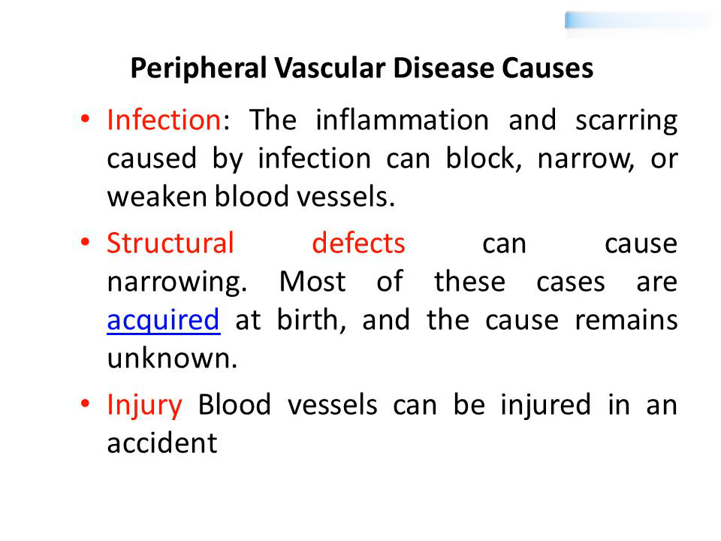Peripheral vascular disease causes. Infection: the inflammation and scarring caused by infection can block, narrow, or weaken blood vessels. Structural defects can cause narrowing. Most of these cases are present at birth, and the cause remains unknown. Injury: blood vessels can be injured in an accident.